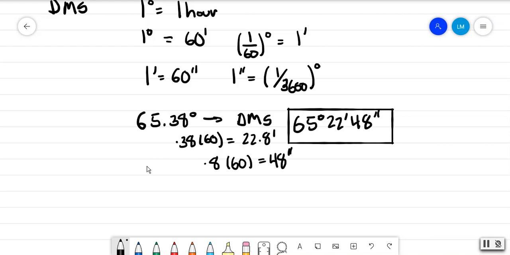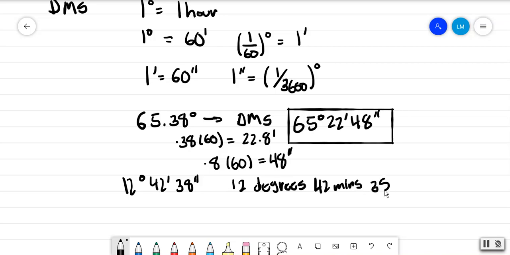Again, for example, if you saw something like 12 degrees, 42 minutes, 38 seconds, that's going to be 12 degrees, 42 minutes, and 38 seconds. Now, you can convert this as needed back into degrees, basically.